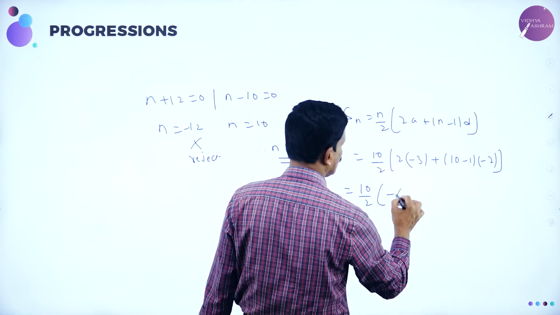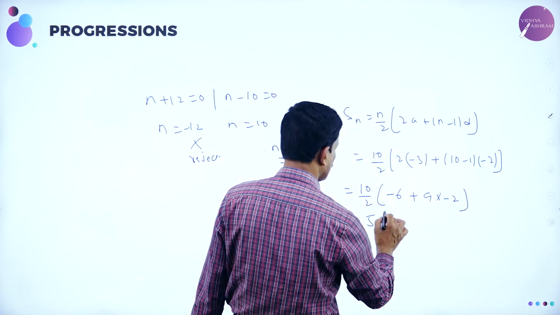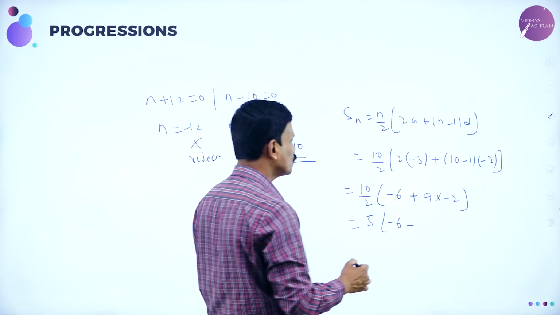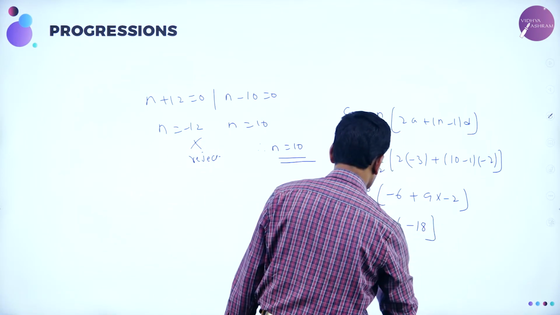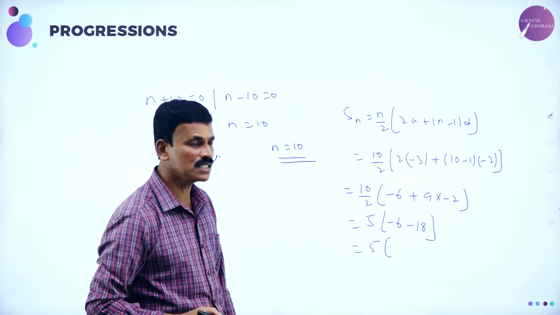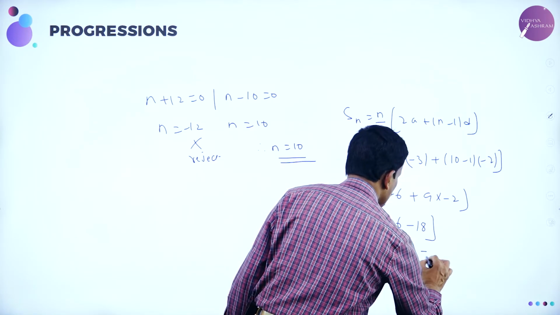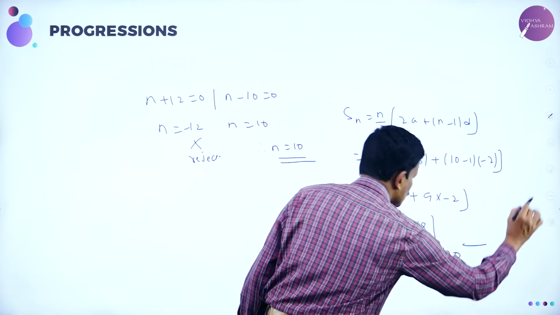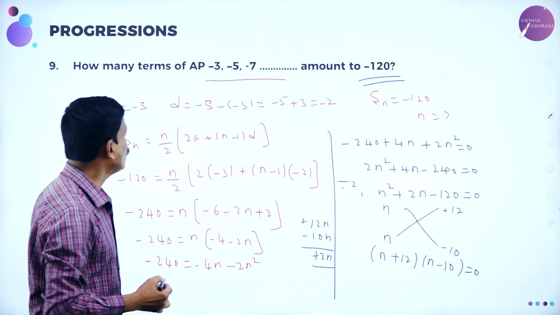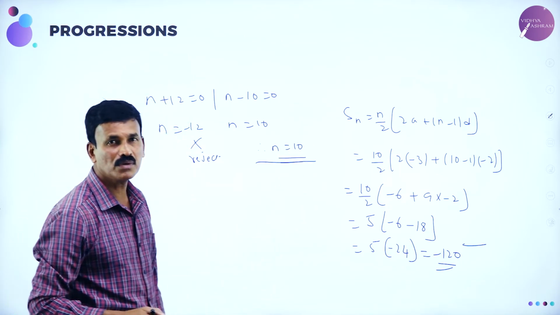10 by 2 into minus 6 plus 9 into minus 2. This is 5 into minus 6 minus 18, since 9 twos are 18. Minus 6 and minus 18 is nothing but minus 24. 24 into 5 is minus 120, which is the required answer. So therefore, here the value of n is equal to 10, and for this, the sum will be minus 120.